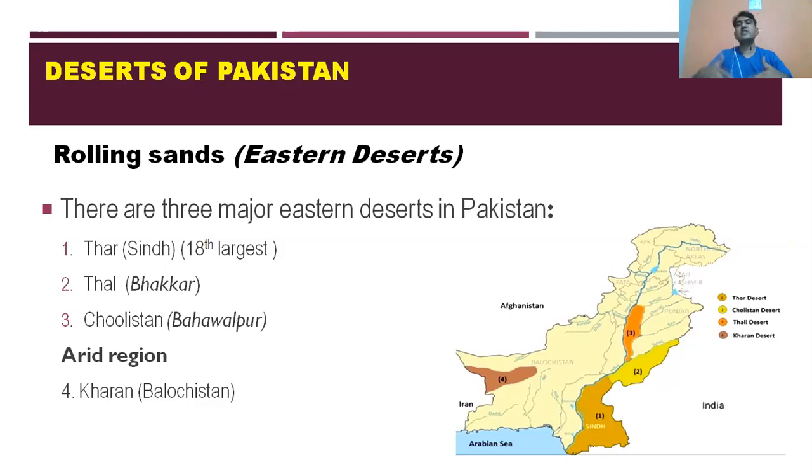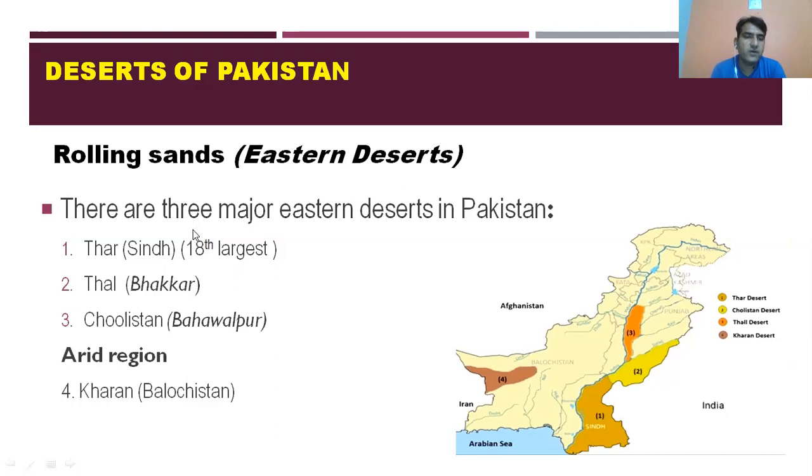There are also sparse, very rare plants there, because if you don't have rainfall and irrigation at the same time, there is a lack of vegetation and also of agriculture. So this whole area is based on deserts. Now, another desert, number four, is the Kharan Desert, in Balochistan.